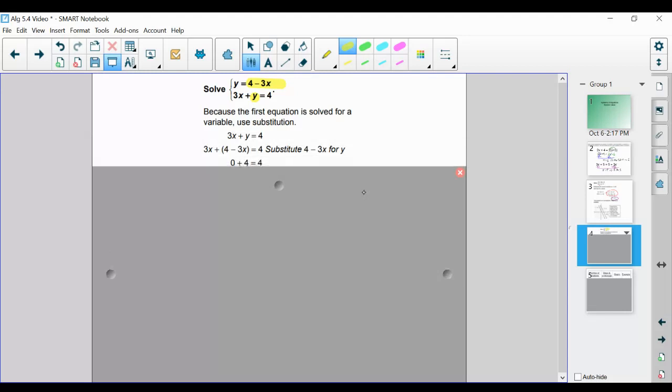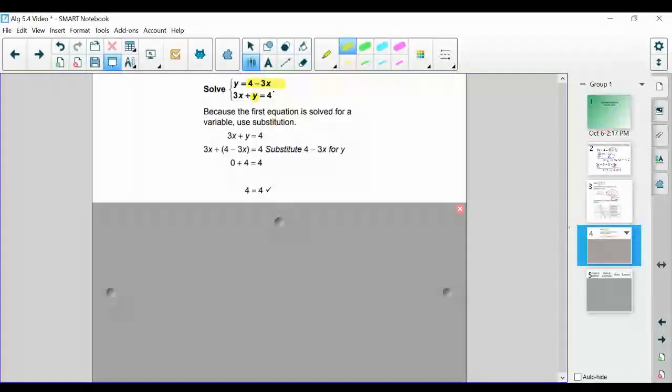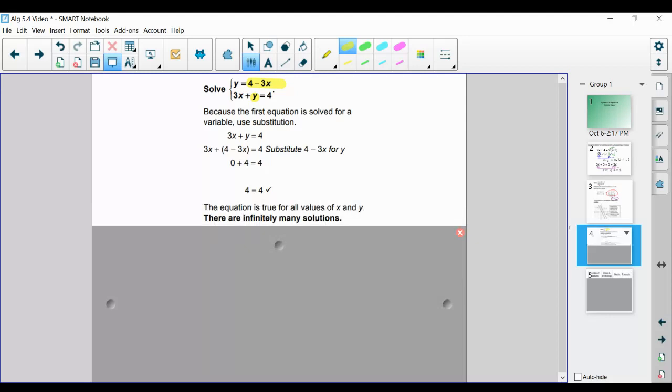When we substitute, we get 0 plus 4 is equal to 4, and 4 is equal to 4. So in this instance, we get a true solution. We got 4 is equal to 4. Because it's a true solution, the equation is what we call infinitely many solutions. This system represents a solution of infinitely many solutions.